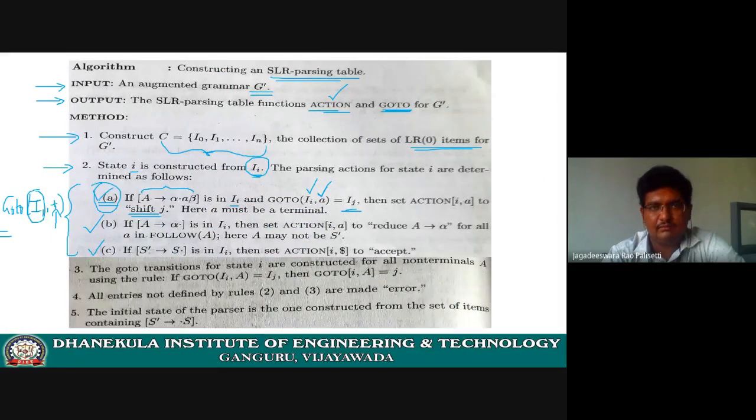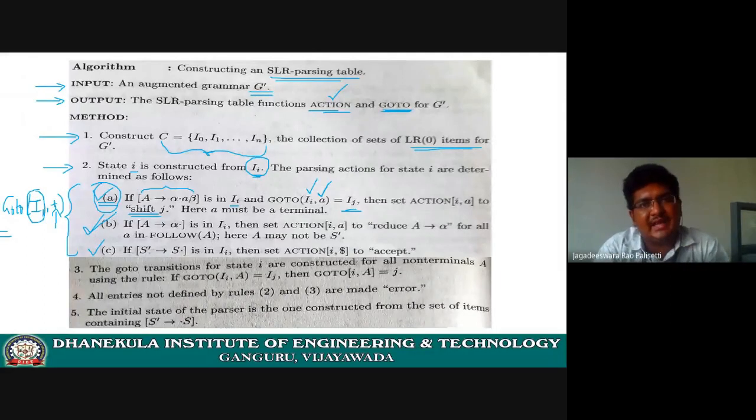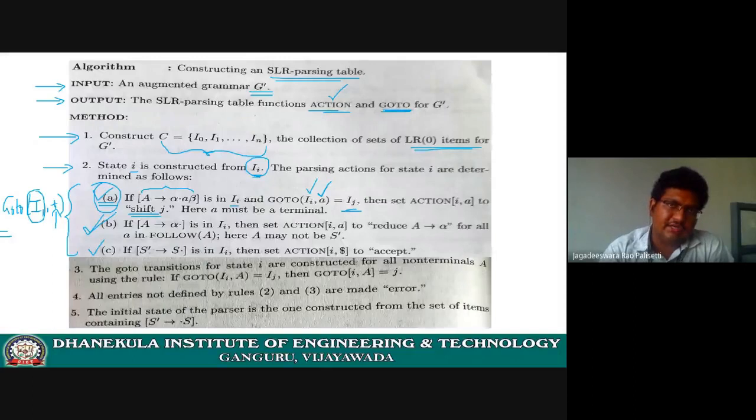Shift. Then go for reduce. What are you going to do in reduce? Reduce means we take any one production rule where the dot is moved to the end, where there is no further movement of the dot. Those states we consider as reduced states. For the reduced states, what do we have to do?